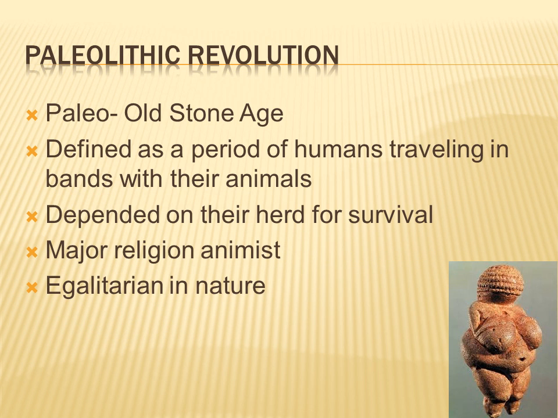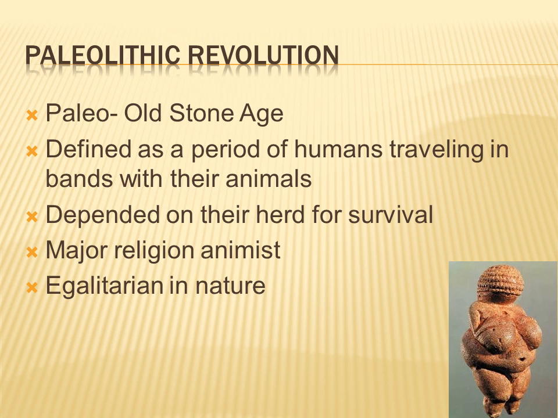Okay, the Paleolithic Revolution, paleo meaning old Stone Age. This period is defined by humans traveling in bands with each other and with their animals. They depend on their herd for survival. So these nomadic bands would stick to their animals and move with them. They use these animals for their fur, their bones, their meat, and those animals were essential to their survival.